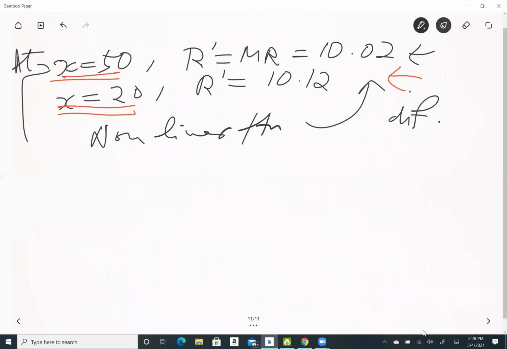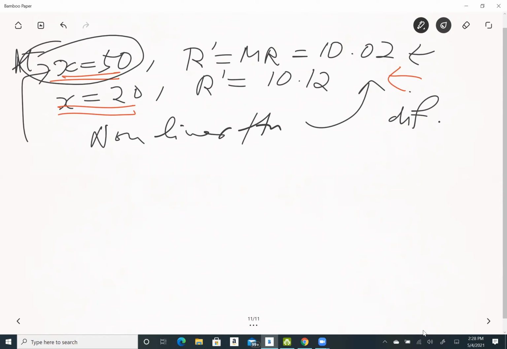Interpret this one. At X equal to 50, how do you interpret the marginal revenue? Anybody? When X increases by 1 more unit, the revenue will increase by 10.02 at X equal to 50. Everybody got that? So you have to state where the derivative is taken, but the interpretation will be just similar to the earlier interpretation.